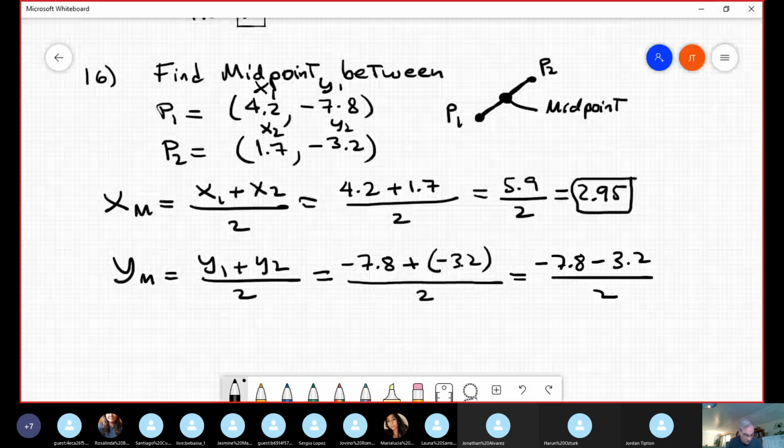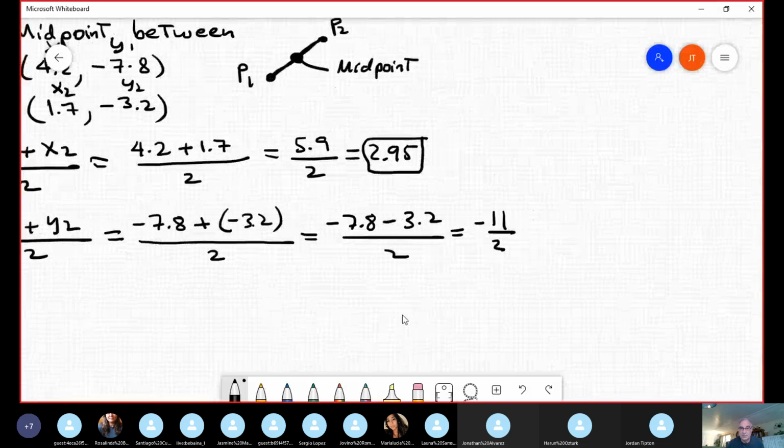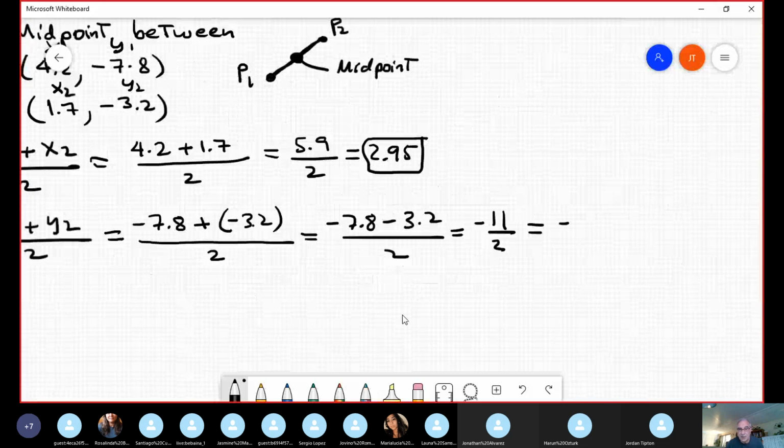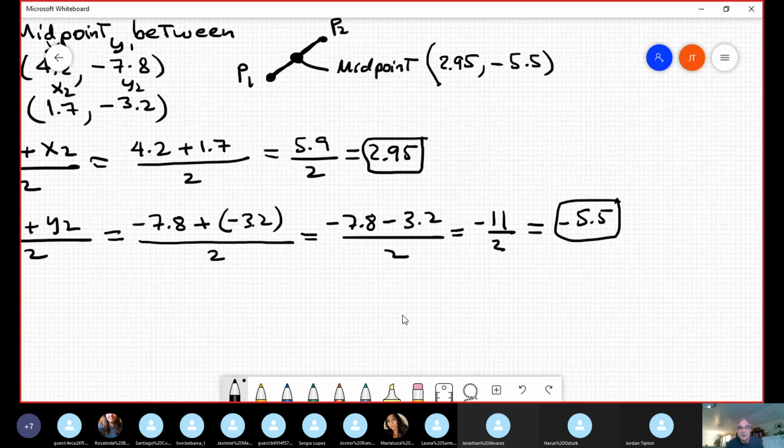So it's addition, 7.8 plus 3.2. I put it in my calculator, it's 11. It's obvious it's 11, right? It's minus 11 over 2, and divided by 2 is 5.5. It's negative 5.5. So my midpoint is located at the point 2.95, negative 5.5. End of the story.